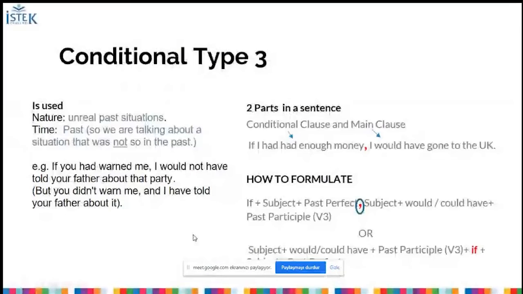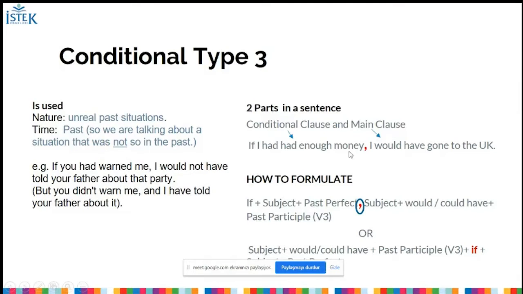In conditional type 3, we are talking about unreal past situations. The time is past, so we are talking about a past situation that was not so in the past. For example, if you had warned me, I wouldn't have told your father about that party. Did you warn me? No, you didn't. So I told your father about the party.